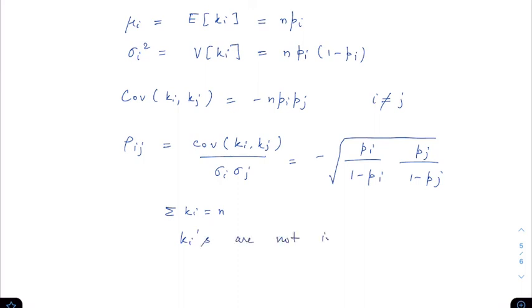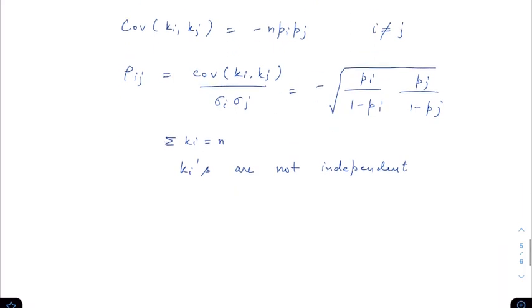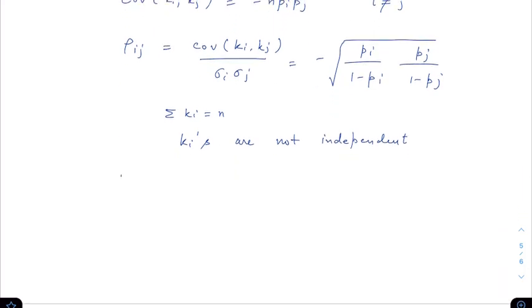But if n is not fixed, that is, if n is itself a random variable, then the bin contents are not correlated. But in such a case, we do not have a multinomial PDF. What we have is a Poisson probability distribution function, something which we will discuss next.